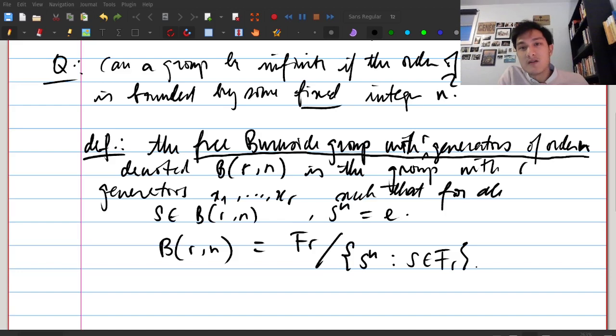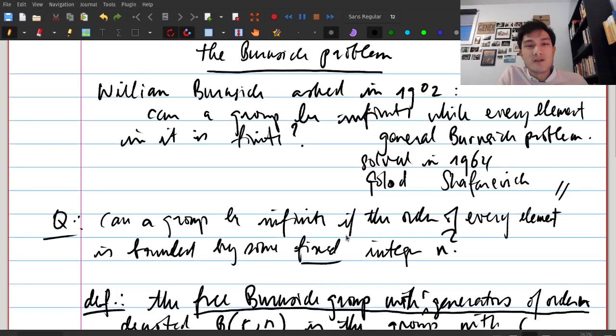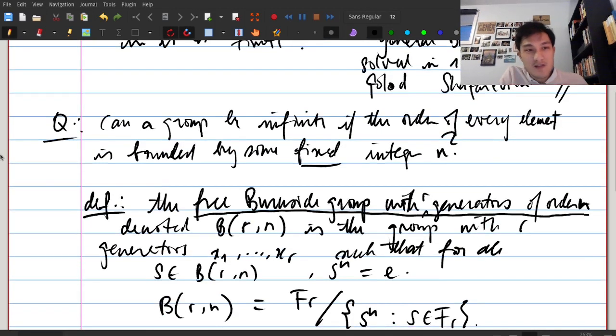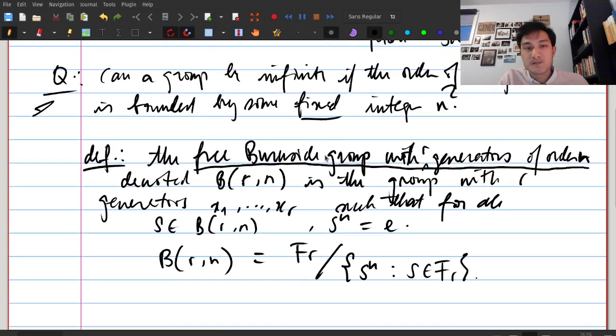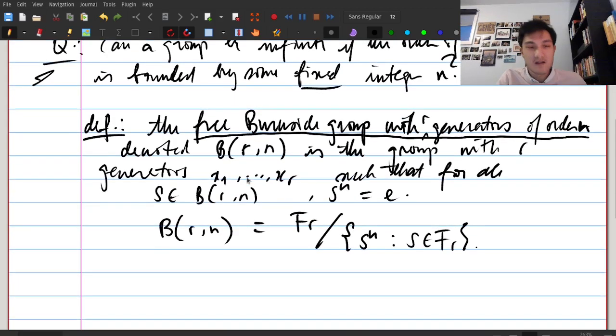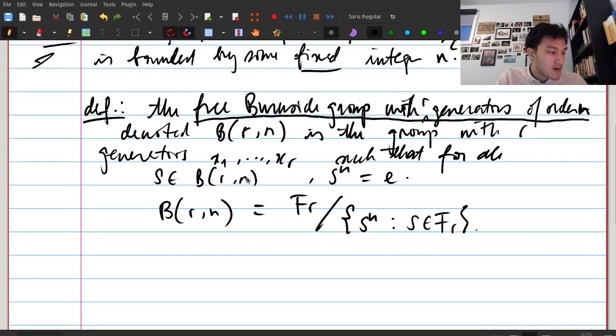Oh yeah, okay. So the general Burnside problem. That's an actual thing. This Burnside problem Q here isn't about the free Burnside group. It's technically about any group with the order fixed by n. But if the group has R generators and maximum order n, then you can map the free Burnside group to your group. So really, we've boiled the question down to studying B(R,n). Okay, that's a little note there.